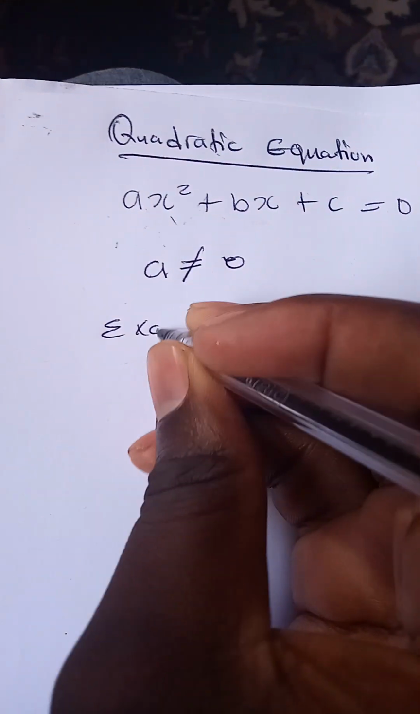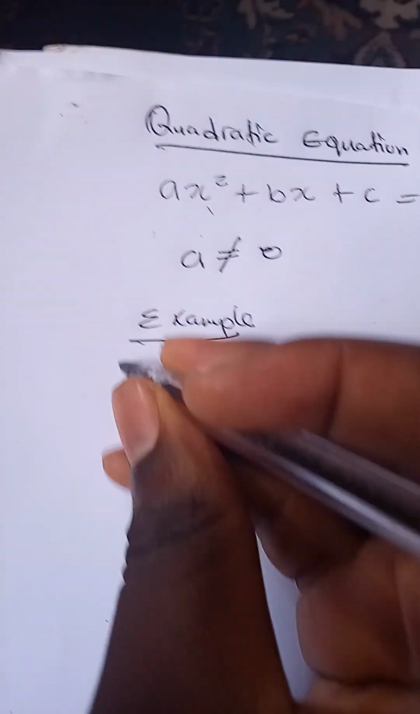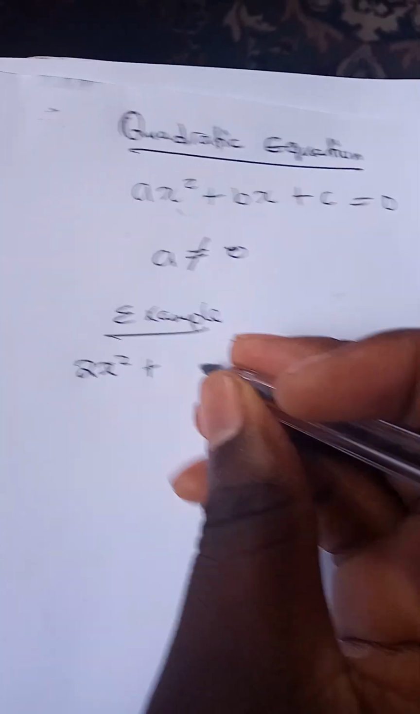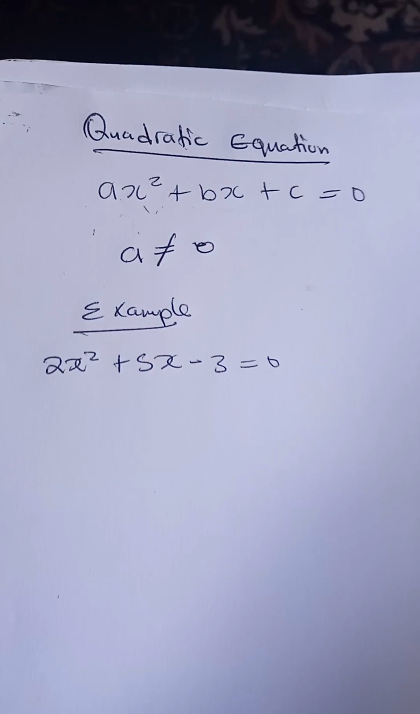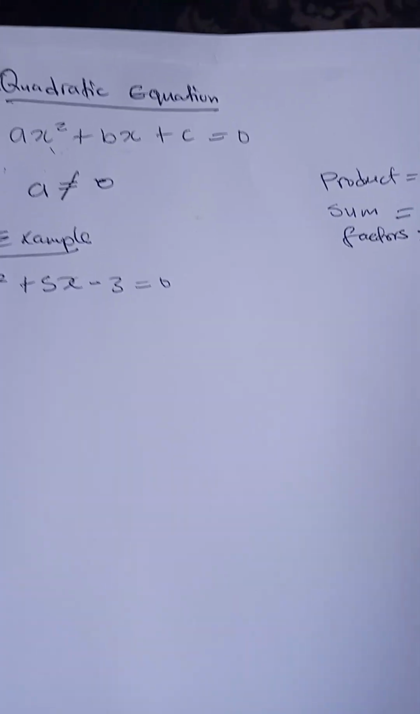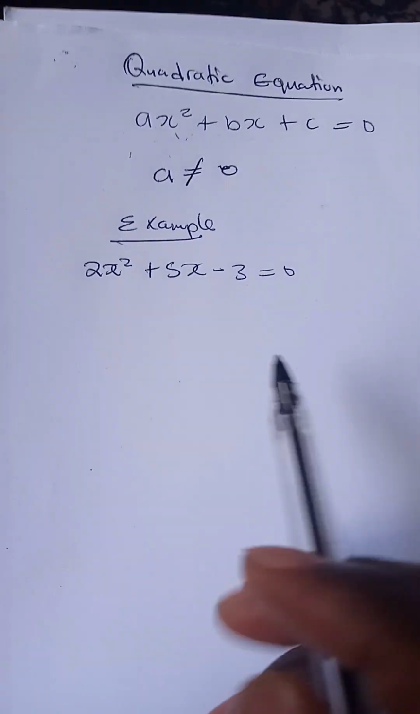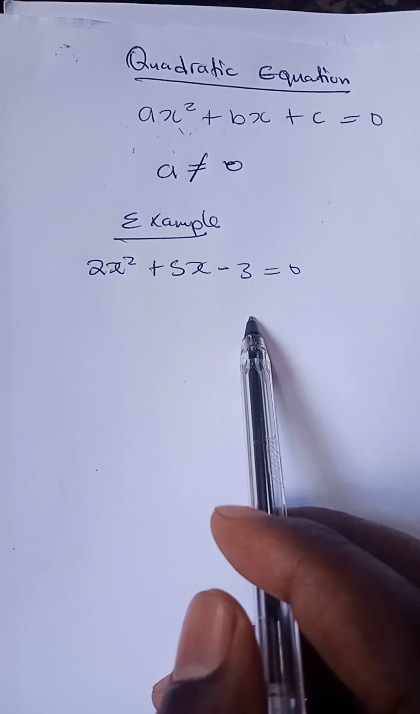Let us take a look at this example. If we have, let's say, x squared plus 5x minus 3 equals 0, we are solving this quadratic equation by factorization. So the first thing to take note of is: is our quadratic equation in standard form? We have to check. Yes.